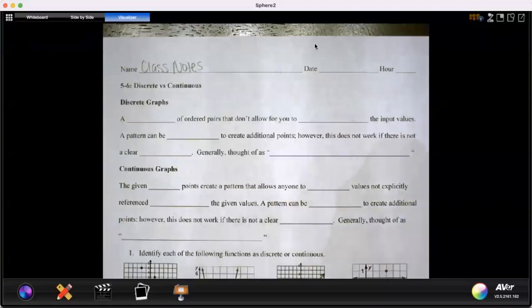Today we're going to talk about discrete versus continuous graphing. First, let's talk about discrete graphs.